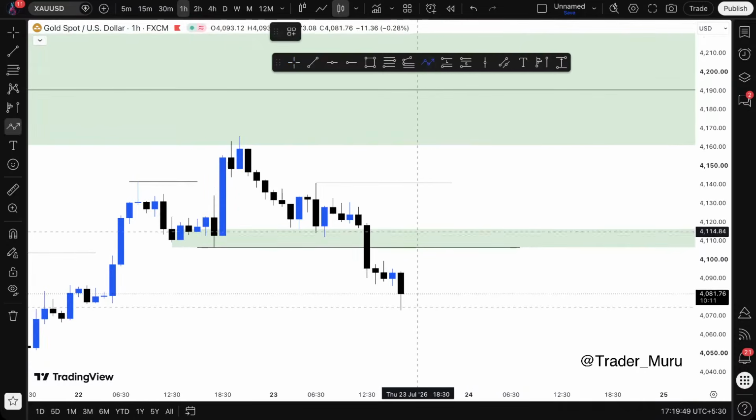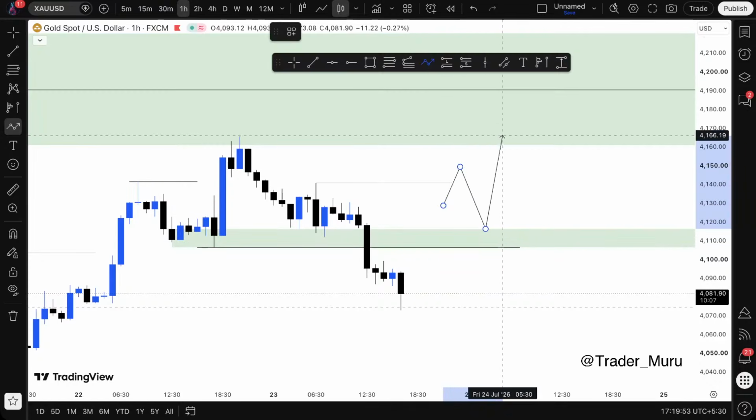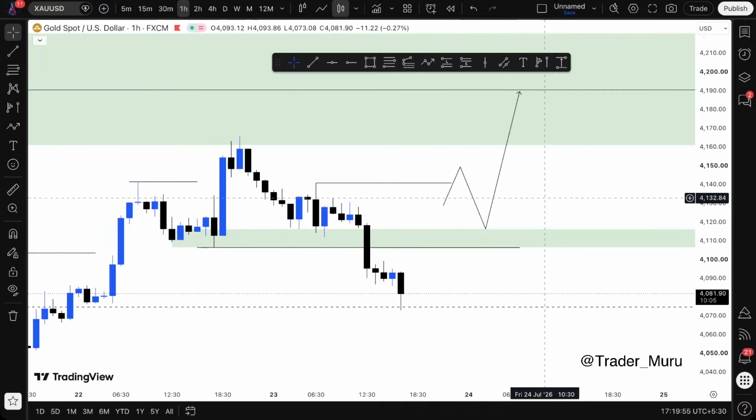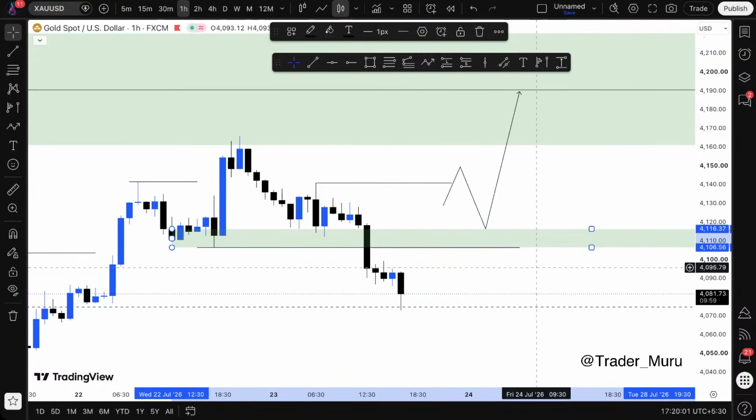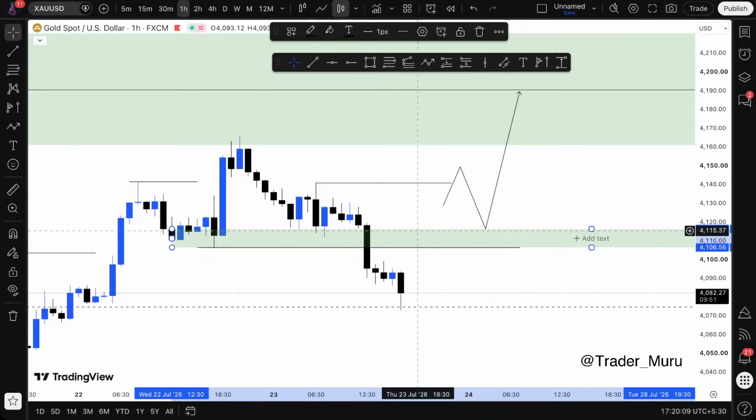If 4-hour closes above this area, something like this will form. Then we will watch for this zone for a long entry. 4116 to 4106. This is the area which will give you a short entry or a long entry. It depends on the 4-hour closing. The same area will give you a long entry and a short entry.